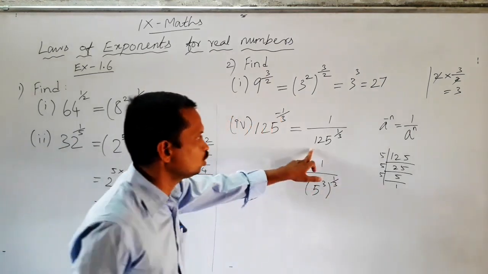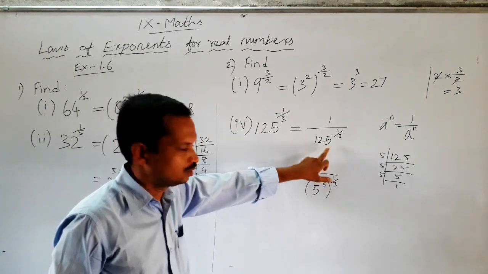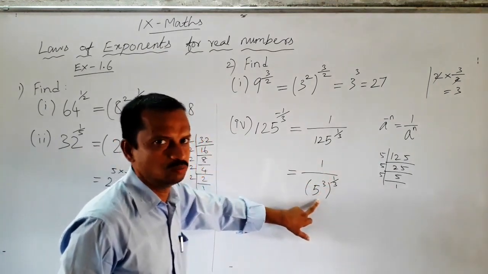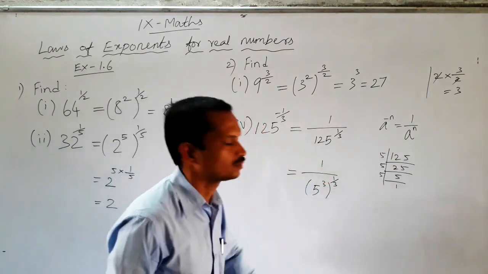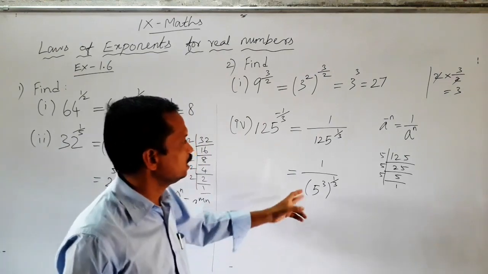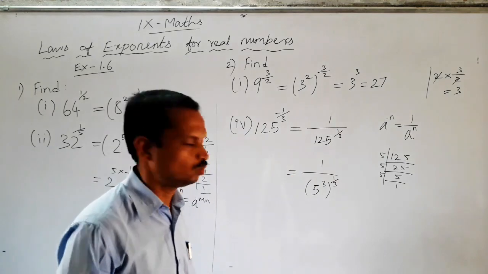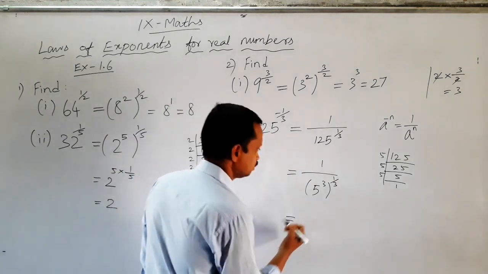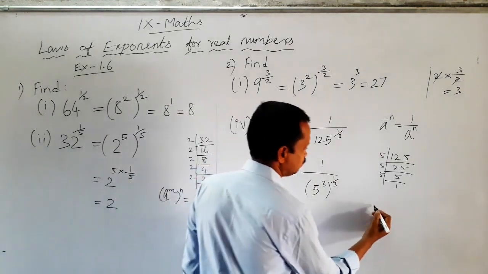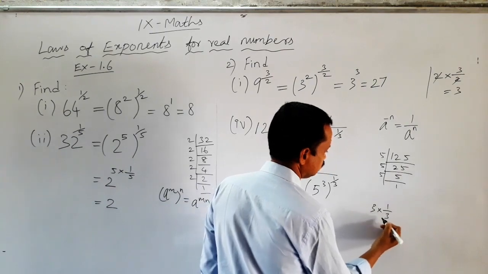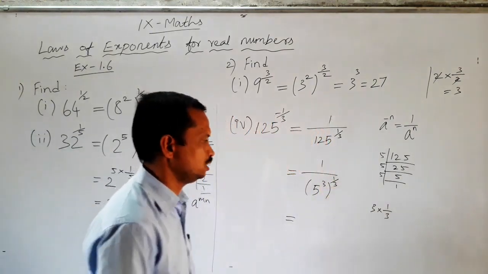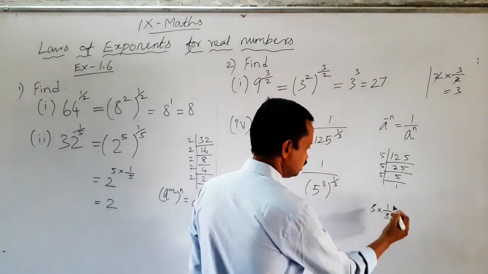You see, for 125, I am writing 5 cube by doing this. Again, whole power 1 by 3 is there. So 5 cube whole to the power 1 by 3, and now it is nothing but 3 into 1 by 3. The power is multiplied, power to the power, 3 into 1 by 3. Then you can cancel and you will get 1 only.